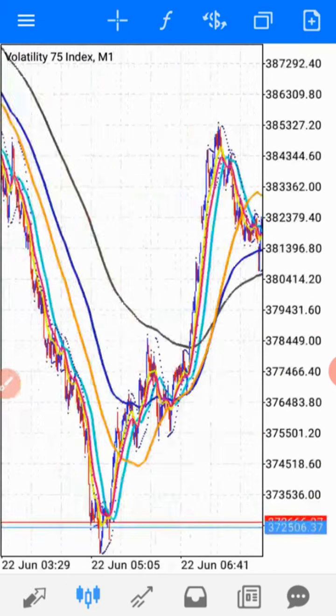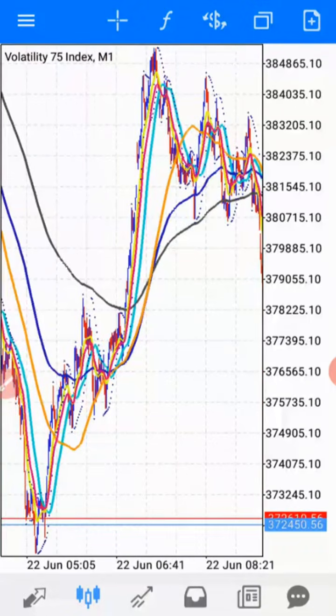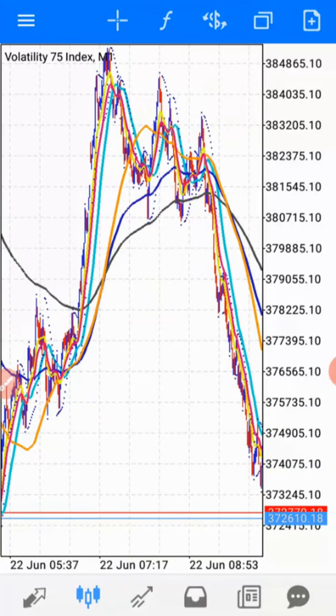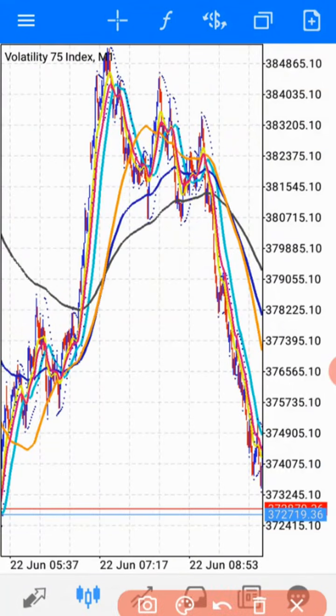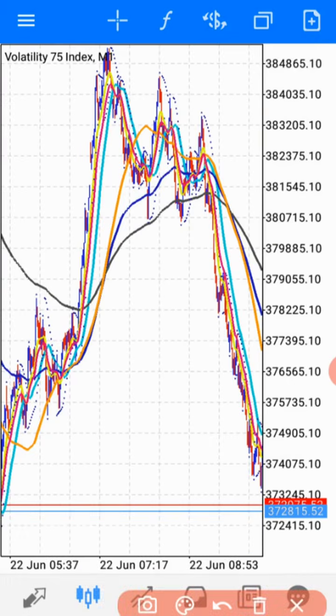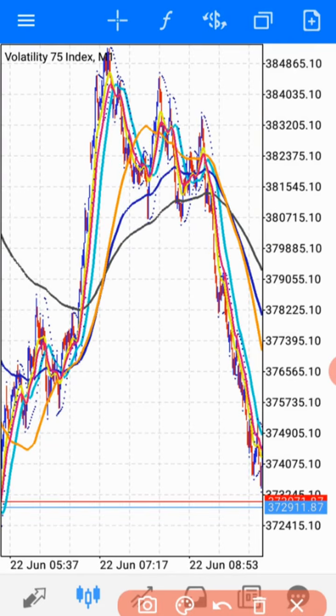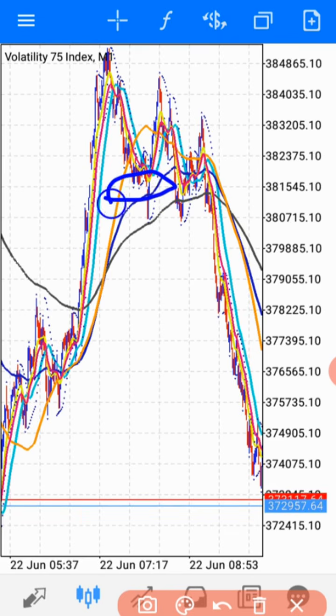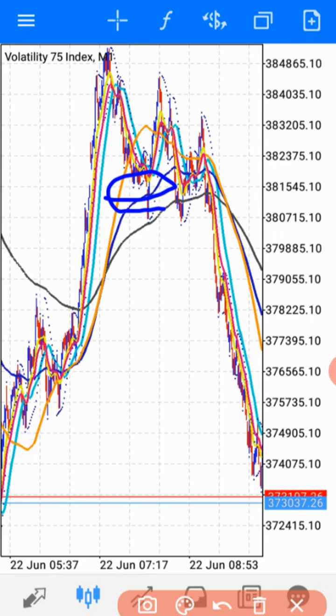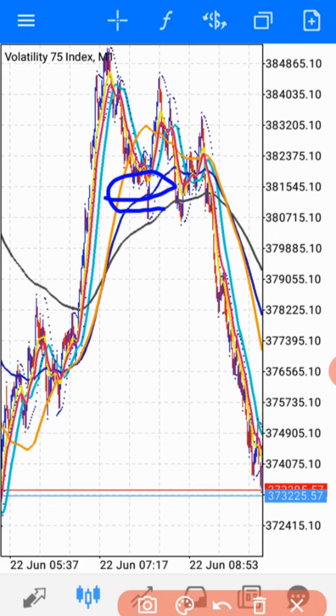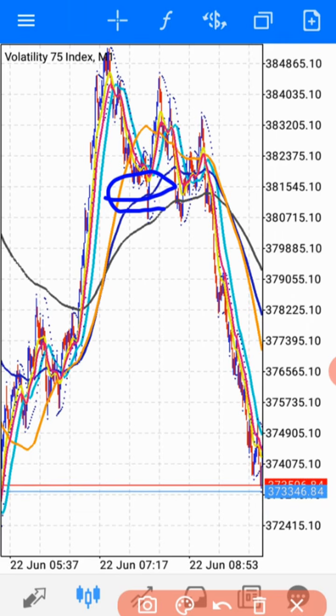In case something like what happened here happens, if we took our entry around here, it crossed here, so it turned back. We set our sell stop at the highest, so it's around this place, and we put our stop loss here. Are you getting me? So the price first went back and boom, it continued.